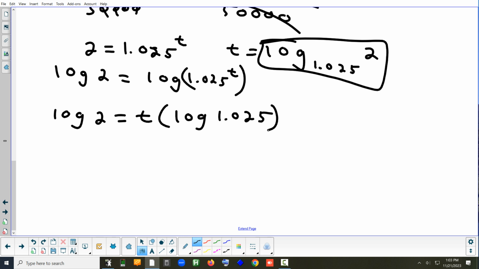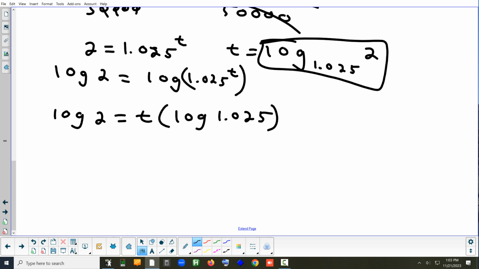I just wrote the word log. What base am I using there? Yeah, 10. You could really use any base. It's just that 10 is a nice base because I have a button for it. I also could have taken the ln of both sides because we have a button for that too. Okay, but I took the log of both sides.